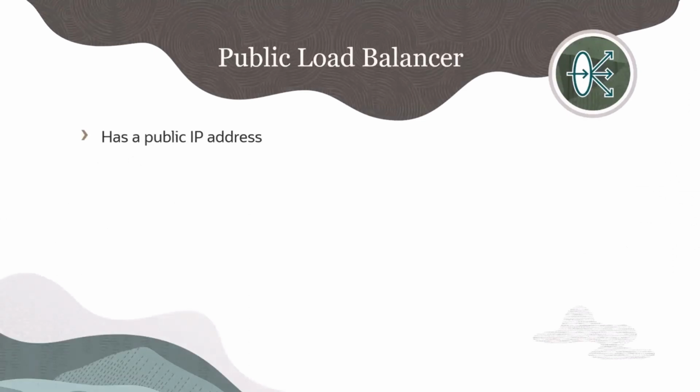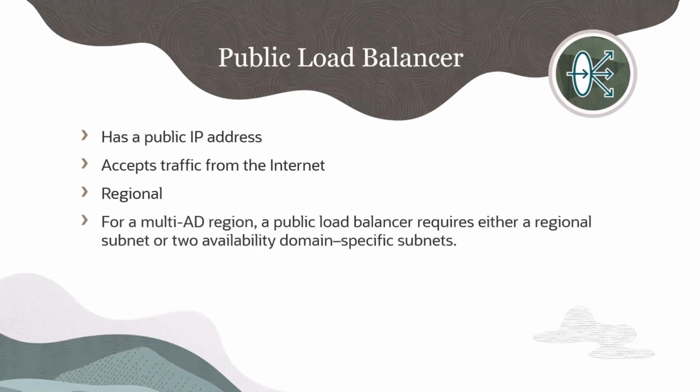Because a public load balancer is deployed in a public subnet, it is going to have a public IP address. And what it also means is that because it is reachable from the internet, it is going to accept traffic from the internet. The scope of a public load balancer is regional, and if there is a multi-AD region, then the load balancer requires a regional subnet, and if the regional subnet is not available, then it will require two availability domain specific subnets. We have discussed this in the whiteboarding.